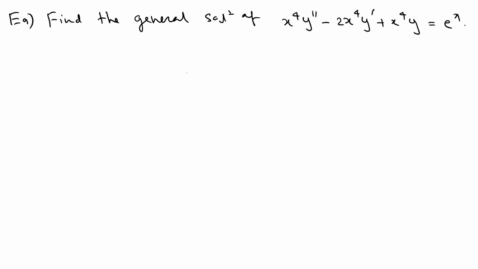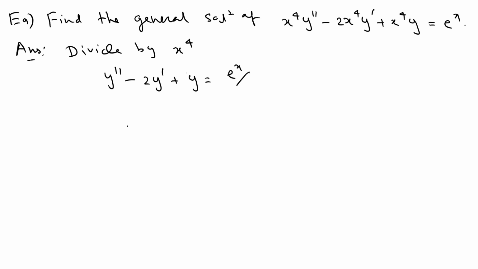So we have that. So the answer, what we can do, we can look at the homogeneous. We can actually first divide by x to the 4th, the whole equation. Then you're going to get y double prime minus 2 y prime plus y equals e^x divided by x to the 4th power. And if you look at the homogeneous part, that is a constant coefficient equation.